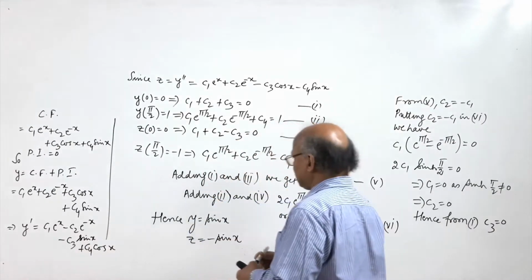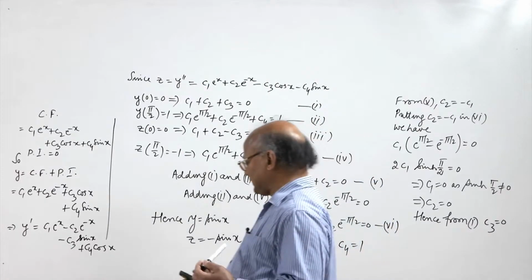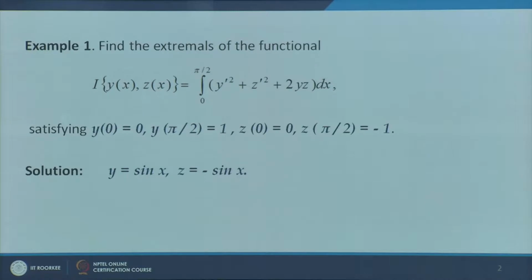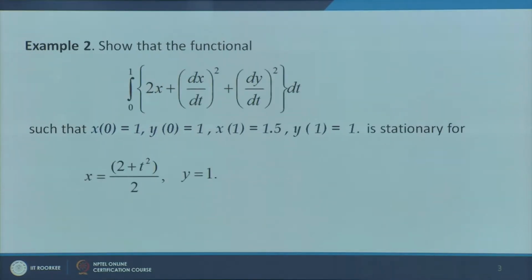We can see that the values of y and z which we have got satisfy the given boundary conditions. y is equal to sin x, at x equal to 0, y is 0. Then y at pi by 2 is 1, and it is also 1 given. z0 equal to 0 because sin x is 0, and z pi by 2 is minus sin pi by 2, which is minus 1. So this is the solution, y equal to sin x, z equal to minus sin x. Now let us take one more example.